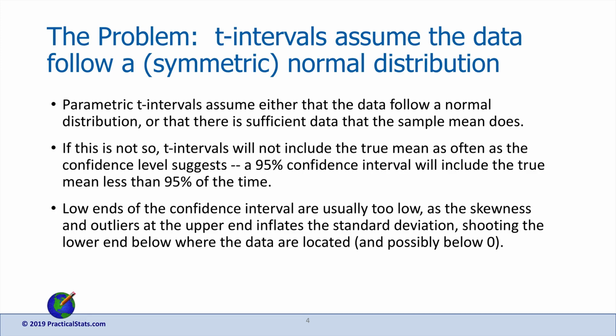The second problem is that the lower ends of the confidence intervals are usually too low. The skewness with outliers on the upper end inflates the standard deviation, which means the intervals get wide. That may match some of the data on the upper end where you have outliers, but it shoots way low on the lower end. So the low ends of the intervals are usually too low. They're possibly below zero. If the lower end of a confidence interval goes below zero, and you're dealing with something that never goes below zero, and most of us are dealing with concentrations and other such things, then that's a clear indication that you've used the wrong procedure.